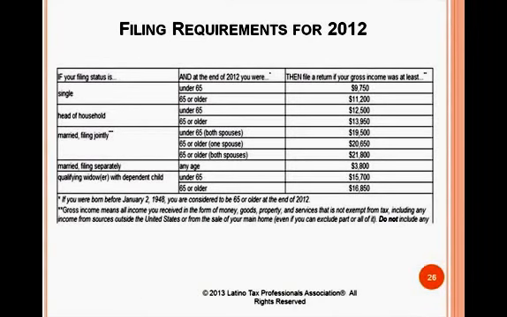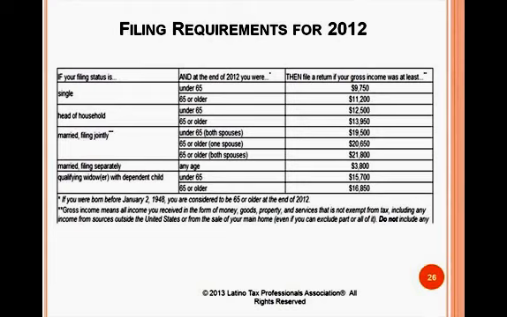Now here's a nice chart that shows you the filing requirements for 2012. I will get periodically someone coming in asking, do I even need to file? And usually I will ask, may I see your W-2? And I look at the W-2 and I'm going to determine here whether they have to file. For instance, if you're single and under 65 at the end of 2012 and your W-2 showed less than $9,750, then you don't need to file.